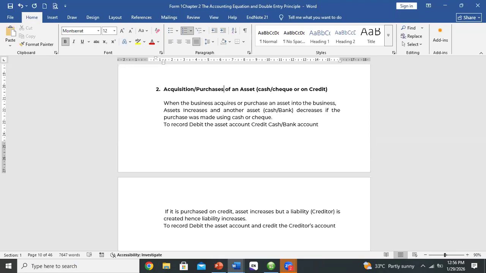But the debit is always in the asset account. So if you bought furniture, you open a furniture account and you debit it. That one is non-negotiable. But the credit can be in the cash account, the bank account, or the creditor's account. So it's cash when you paid cash, bank when you paid by check, and the creditor's account if you didn't pay, that is, the transaction was on credit. So note these points very well.